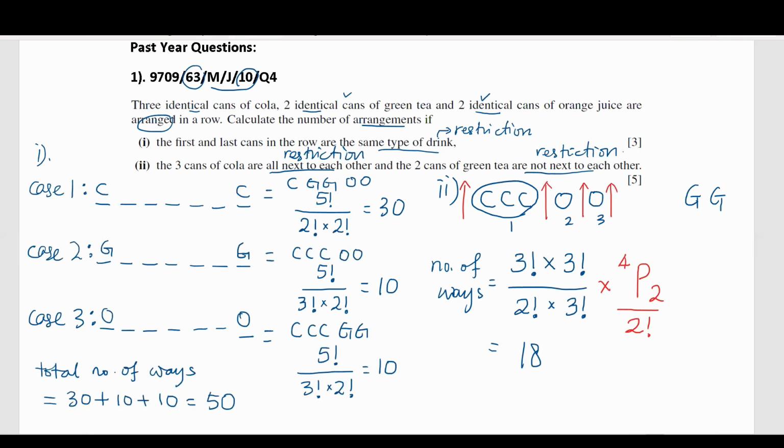All right. And as you can see, the 3 factorial ways for the 3 cans of cola arranged among themselves, but they happen to be identical as well, so the number of ways for their arrangements cancel each other off. All right, so the total answer is 18 for part 2. Okay, let's have a look at the next question.